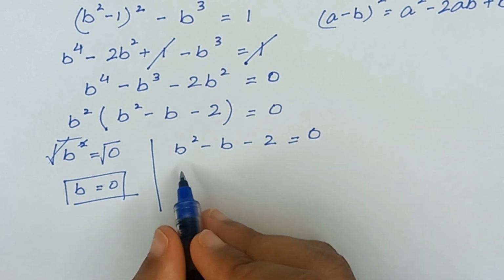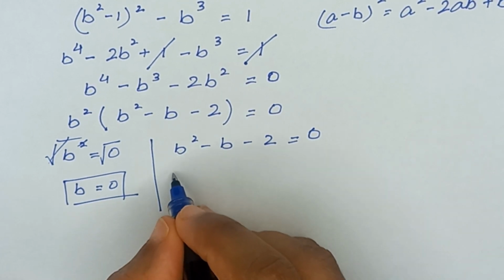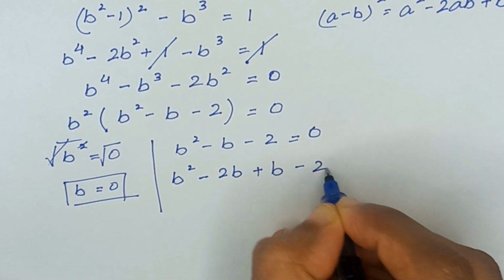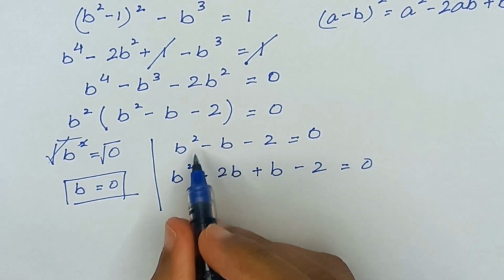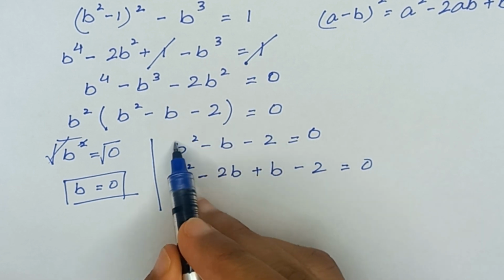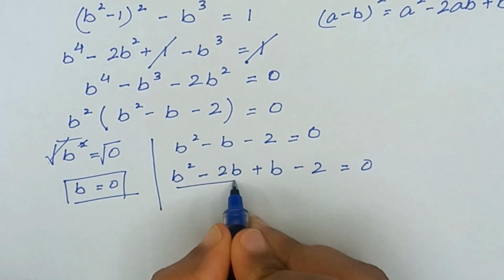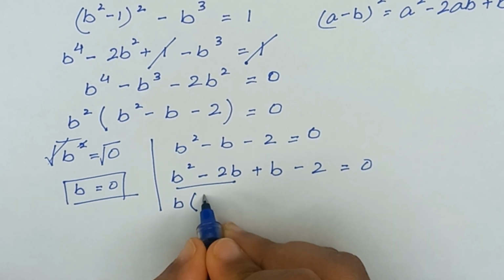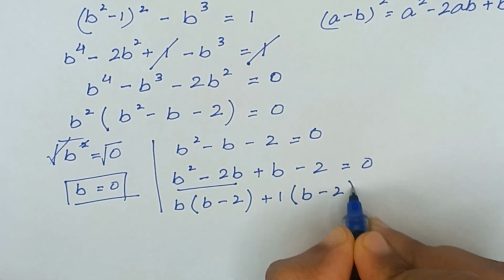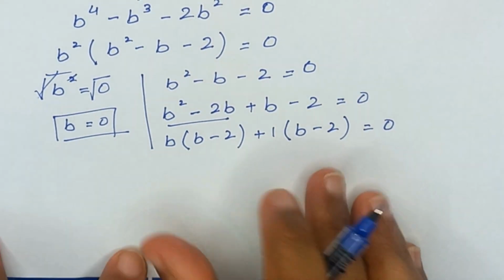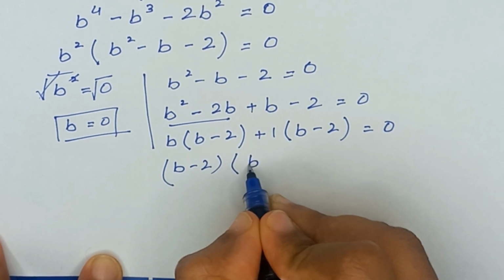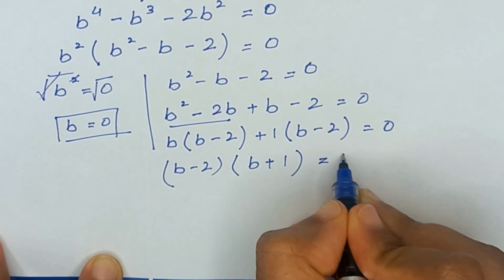So I will apply grouping on factorization. It will become b square minus 2b plus b minus 2 is equal to 0, because minus 2b plus b will again become minus b, and the product of minus 2b plus b will be minus 2b square. Now from these two terms we have b common, and it will be b minus 2. From these two terms we have plus 1 common, so it will be b minus 2 and it is equal to 0. Now we have a common factor b minus 2, and this divided by this will be b, and this divided by this will be plus 1 is equal to 0.